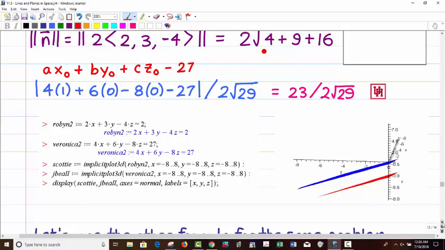So I'll just do a rough estimate in my head. Square root of 29 is going to be somewhere between 5 and 6. I'll just say like 5.5, which is 11. So 23 over 11 means a little bit more than 2. So that distance right there should be a little bit more than 2.